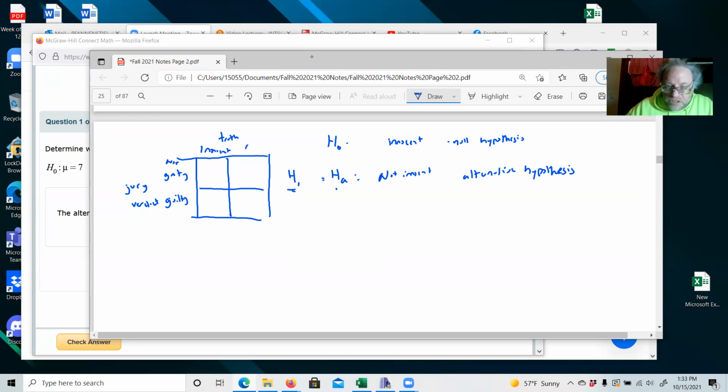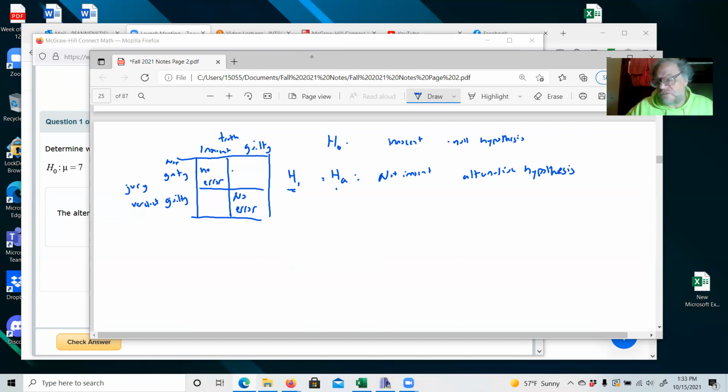The truth could be that you are guilty. You did it. You're probably the only one person that knows, and the jury has to watch you and the prosecutor and the defense and make a decision, and they can come back with not guilty. Or you could be guilty, and the jury could come back and say guilty. So here there is no error committed, right? If you're innocent and the jury says not guilty, we have no error.